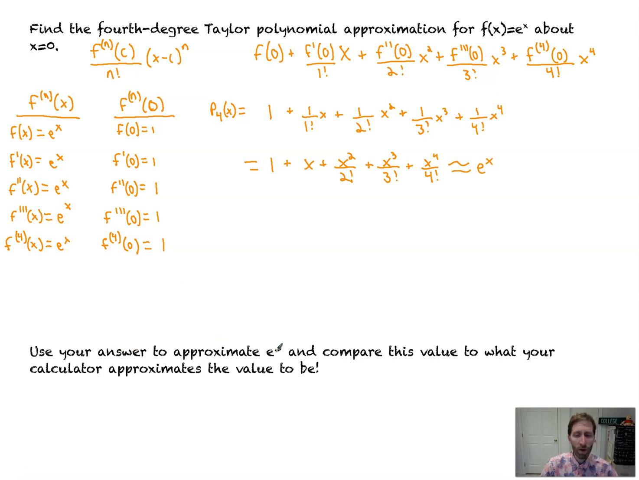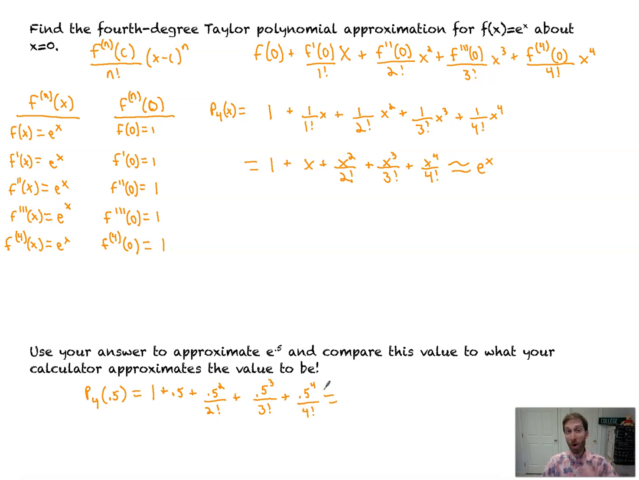It says use your answer to approximate e to the 0.5 and compare this value to what your calculator approximates the value to be. This is just neat to see. So what we're going to do is p sub 4 of 0.5. Essentially that means we take 0.5 and plug it in here. So that's going to be 1 plus 0.5 plus 0.5 squared all over 2 factorial, plus 0.5 cubed all over 3 factorial, plus 0.5 to the fourth all over 4 factorial.